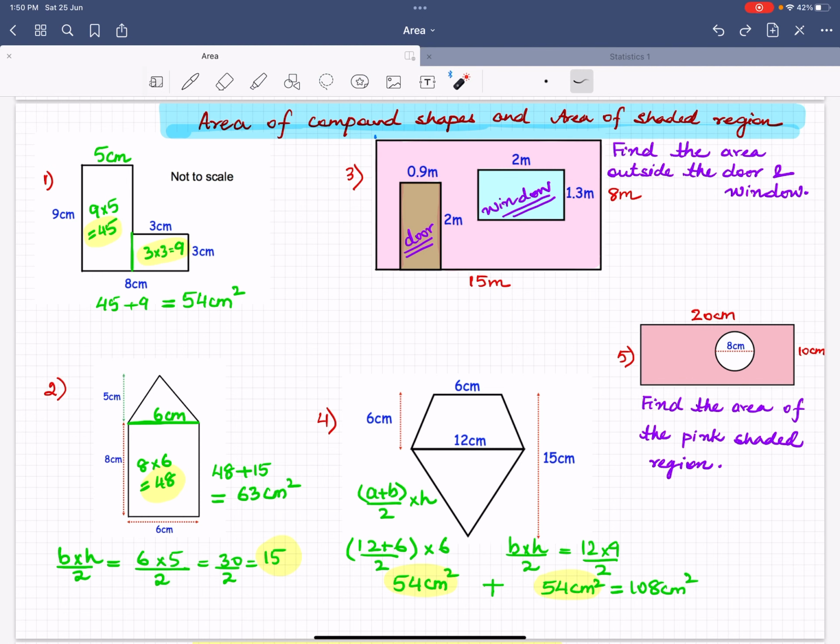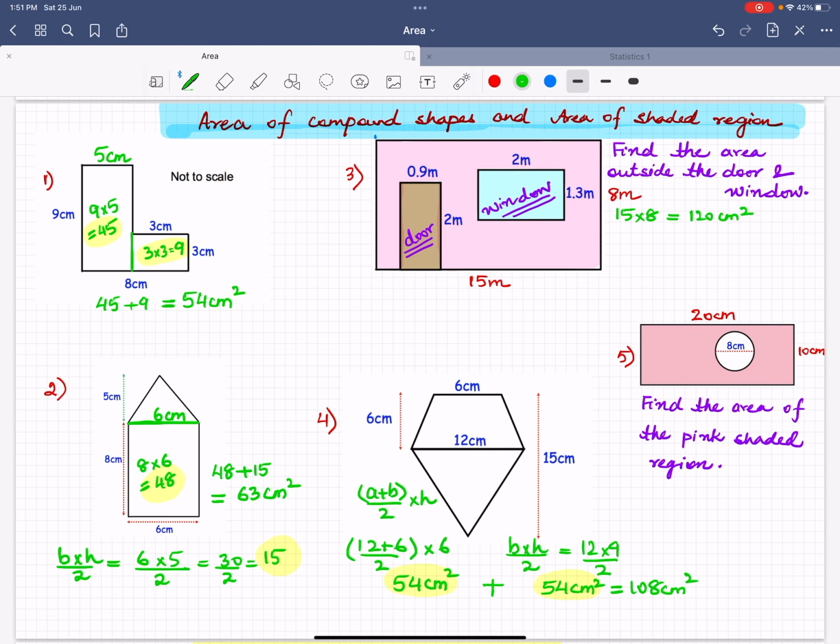Our bigger shape is a rectangle and has dimensions 15 meters by 8 meters. So the area of the rectangle is 15 multiplied by 8, and that is equal to 120 square centimeters.